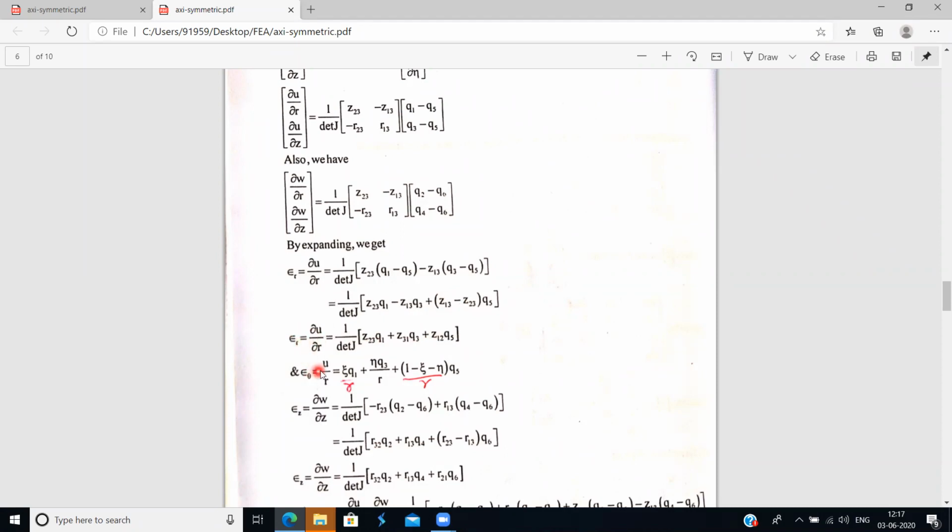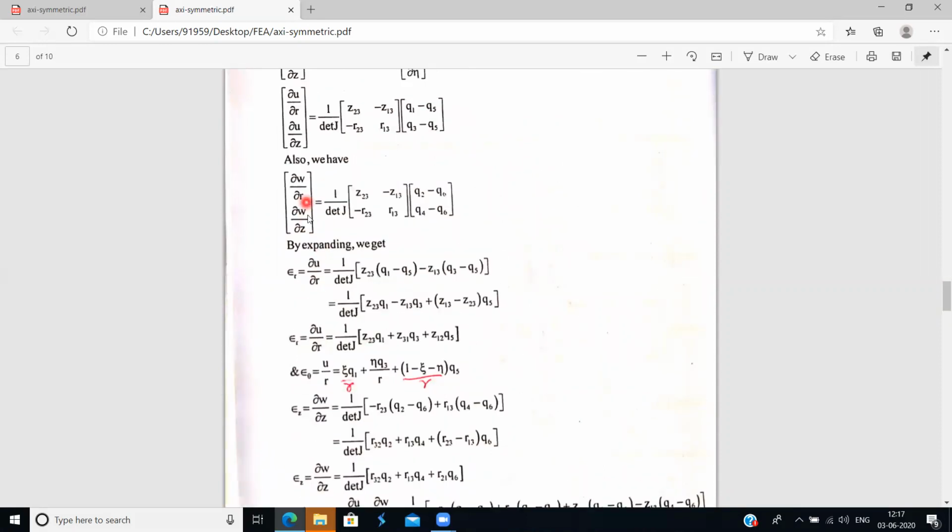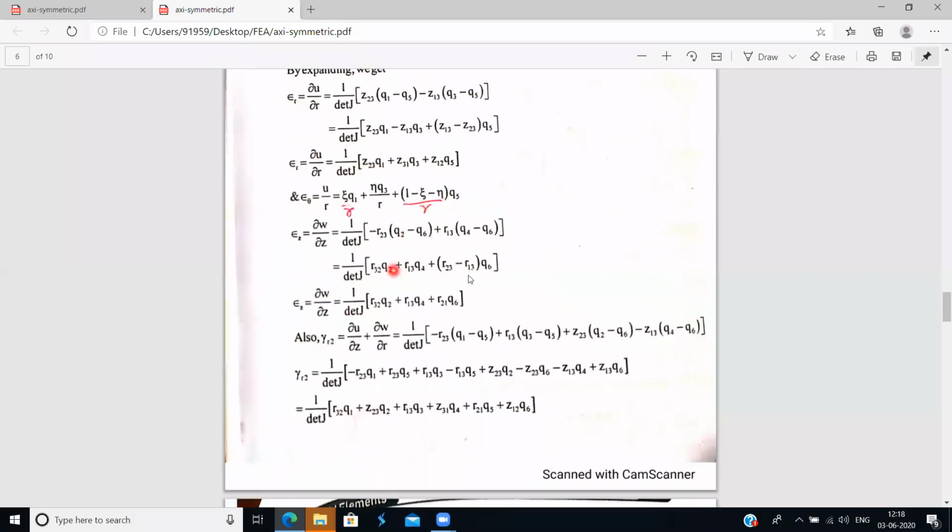Same thing, epsilon theta is equal to u divided by r. Write down u and write down r. In the same manner, epsilon z is equal to dou w divided by dou z. Here we have dou w divided by dou z in determinant of this. So then we will get minus r23 into this matrix, again plus r13 into this matrix. If you further simplify, then we will get total epsilon z is equal to dou w by dou z.